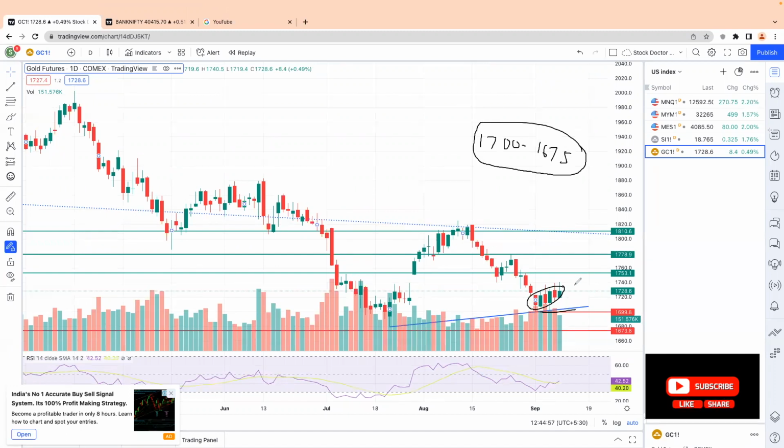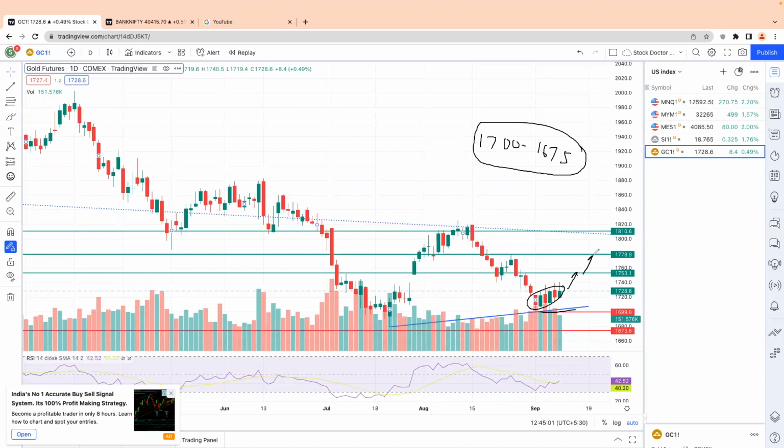Gold can go towards 1750 on the upside, 1780 and 1810. These are the three levels which I think gold can show in coming sessions. Now, where is the support? Support is at $1,700. Once gold starts trading below $1,700, we should not be in the long position. Gold might go back towards 1675, and there exactly we need to watch what is going to happen.